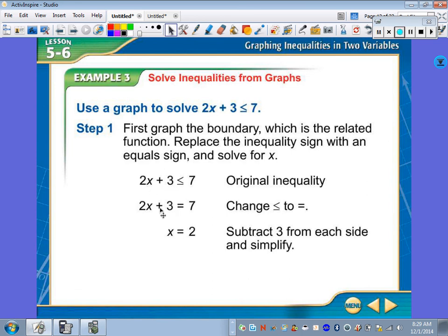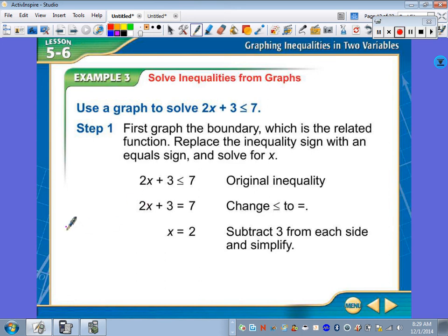So let me write that in just in case some of you don't see that. So what they did here, it's 2x equals 4 because they subtracted 3 from both sides. And then divide both sides by 2. So x equals 2, and that takes you back there. Okay, just so you kind of know where that is.